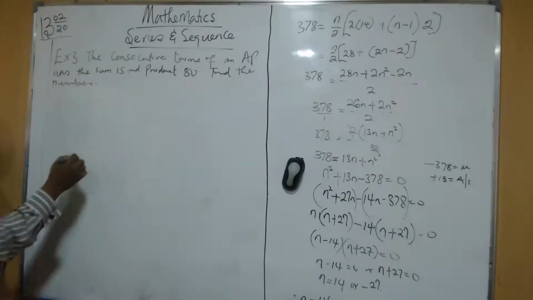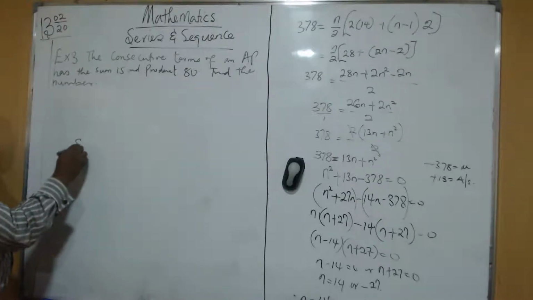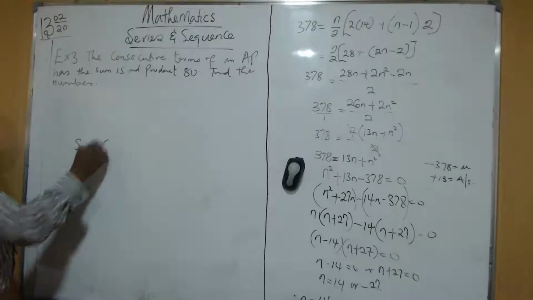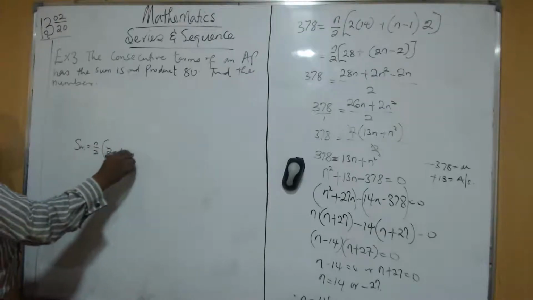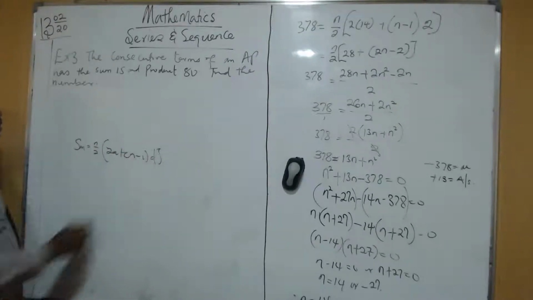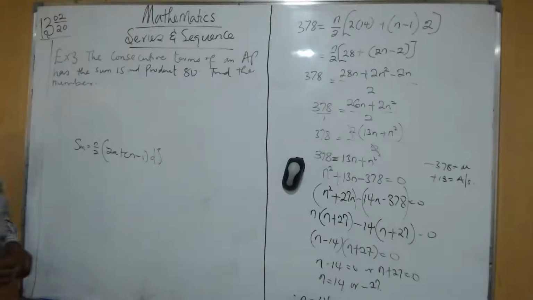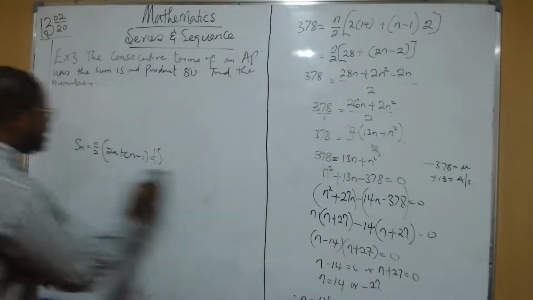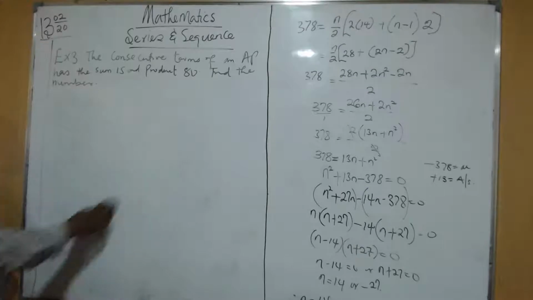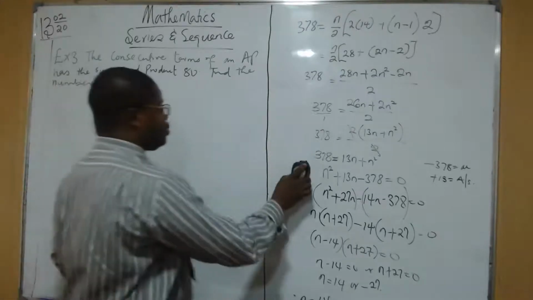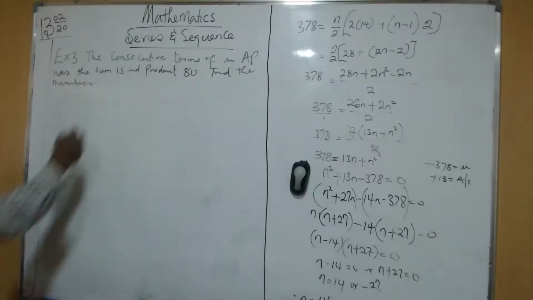is Sn equals n over 2 into bracket 2a plus (n minus 1)d. Using this, the time will be against us. We have only 40 seconds to solve this question. What do we do? Solution.